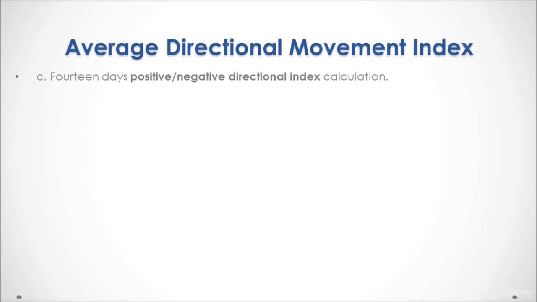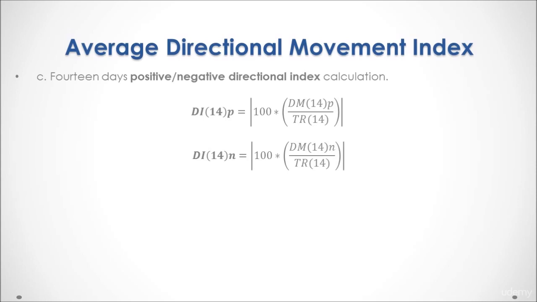C. 14 days positive and negative directional index calculation. 14 days positive directional index calculation is equal to the absolute value of 100 multiplied by the 14 days positive directional movement divided by the 14 days true range. The 14 days negative directional index is equal to the absolute value of 100 multiplied by the 14 days negative directional movement divided by the 14 days true range.